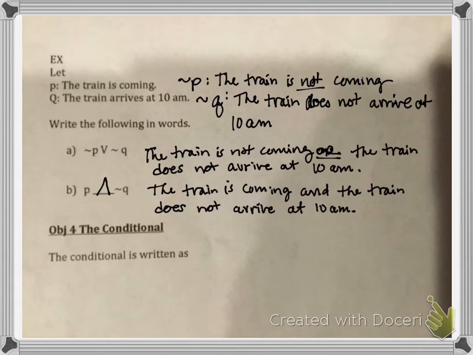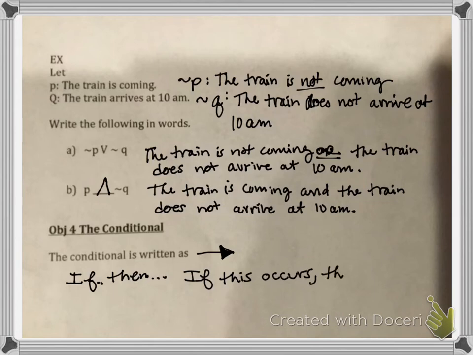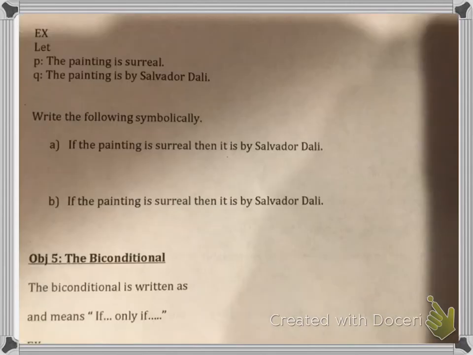Okay, objective 4 goes over the conditional. The conditional is written as the arrow going to the right, and you saw that in part 1. It is read if, then. So what that means is if this occurs, and this could be symbolically P, for instance, comma, then something happens. And that could be Q. Next page.